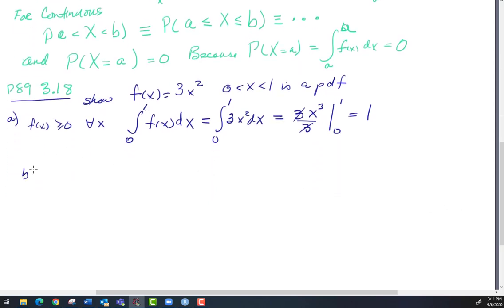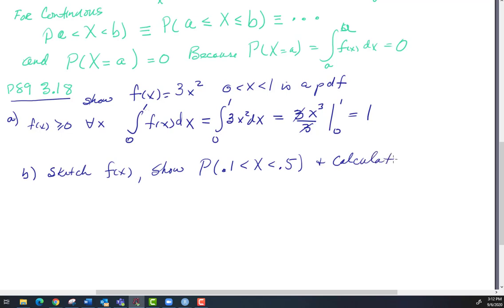There's a part B that says sketch the function, show the probability that 0.1 is less than x is less than 0.5, and calculate that probability. So here's all that they want us to look at.